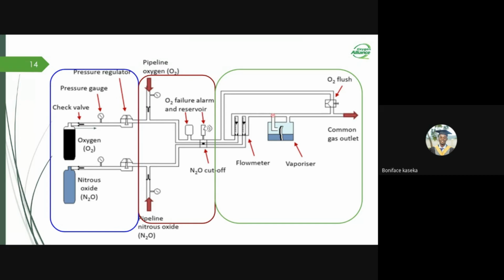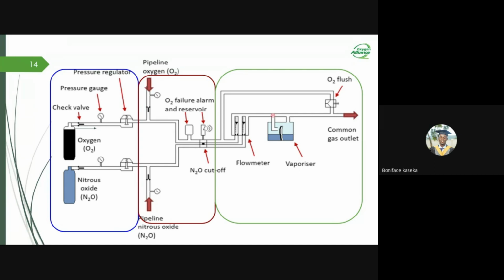So the vaporizer contains anesthetic gas, so it can either be isoflurane or halothane. So from then on, that's when it is administered into the breathing circuit, and that's completing the pneumatic system. Of course, if you're also using pipeline oxygen, it simply means that you ignore the high pressure system. So you go from the pipeline, then you go into the cutoff, the flow meter, as well as the vaporizer.